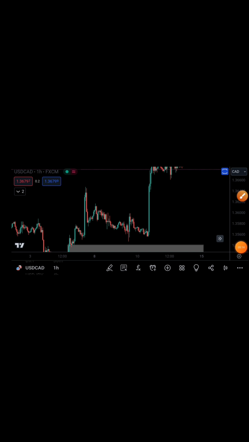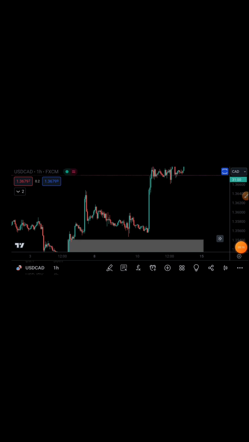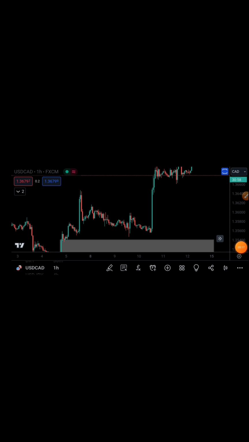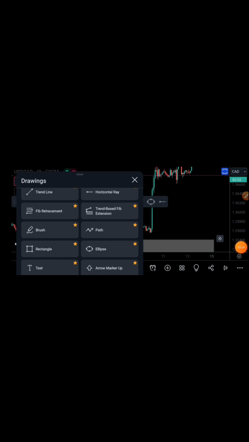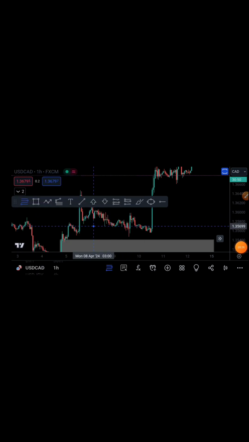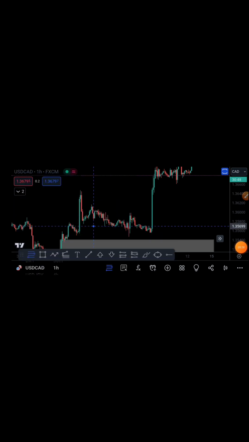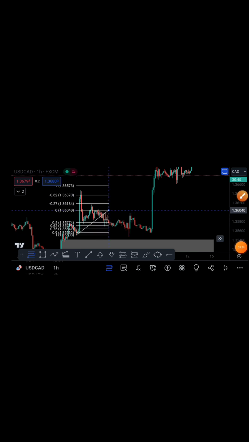I told you, anytime we see something like this, we take your fib retracement. Where is my fib? Okay, this is my fib. Let me bring this down so you see. You take it from the tip to here. You click on it and you expand.